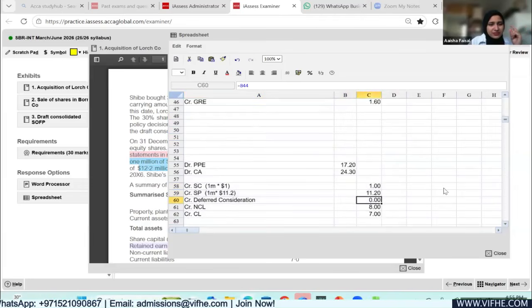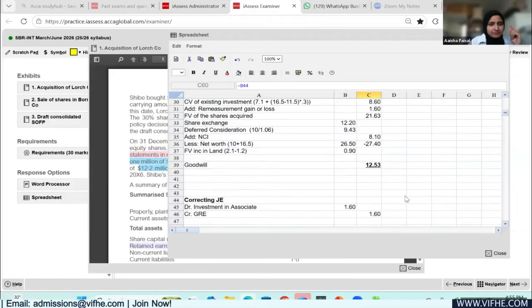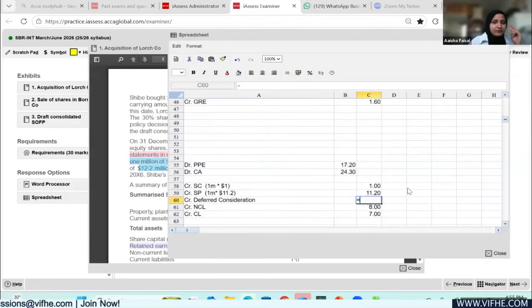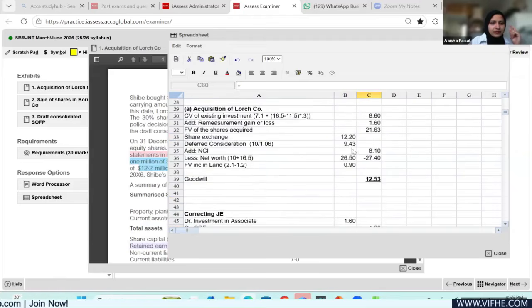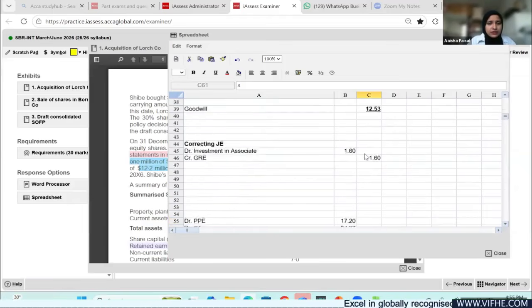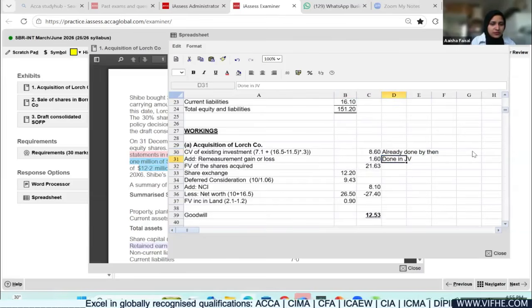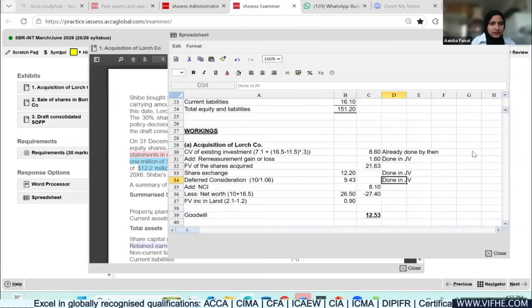Why is my deferred consideration showing a 0? Be careful, keep cross-checking your figures. Sometimes when you cut and paste down, I don't know why these glitches exist, but it does change figures sometimes. Okay, so this is what we have done. Already done by them. Done in JV. Just for your explanation purposes, I'm putting all this in such detail. Done in JV, done in JV.